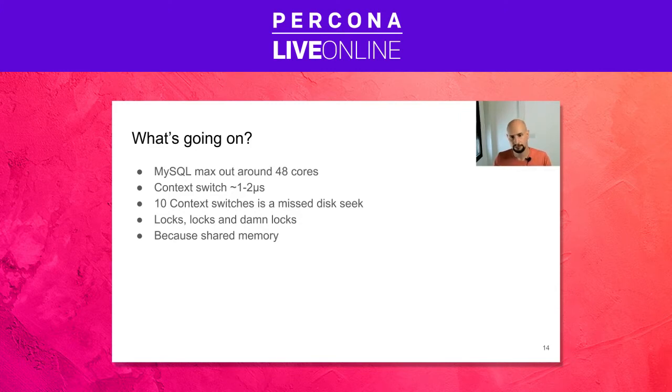How much time? A context switch is in the order of magnitude of microseconds. If you remember what we said about disk speed, disk seek is also now in the order of magnitude of microseconds. So roughly every 10 context switches is one missed opportunity to read from disk, and that's expensive when we're talking about databases. And of course, locks. Locks mean that the CPU cores are basically sitting idle, and you're just wasting CPU time you could have used for query processing. And why do we have this? Because of shared memory. If you share memory, then you have to synchronize with locks, and you have to do a lot of context switching to switch between threads, and that's just the reality of this architecture.